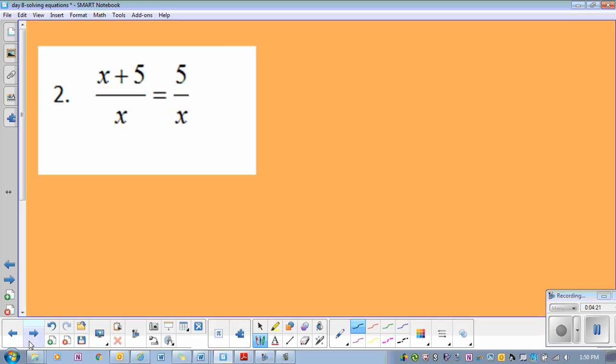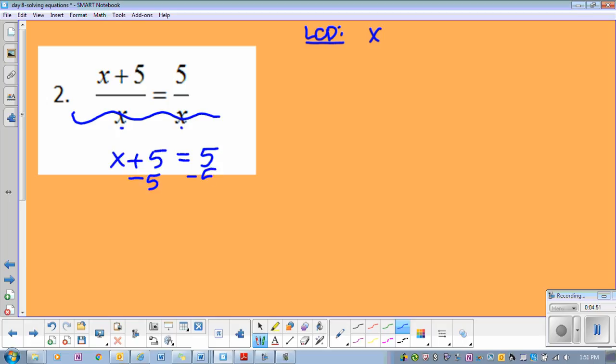Number 2. Guys, do I need to find the LCD here? No. What's the LCD? All right. These two are the same, right? Okay, let's lightly cross it out. Then look, up at the top, what do we have? Equals 5. Now let's solve for x. Minus the 5. So x equals 0.